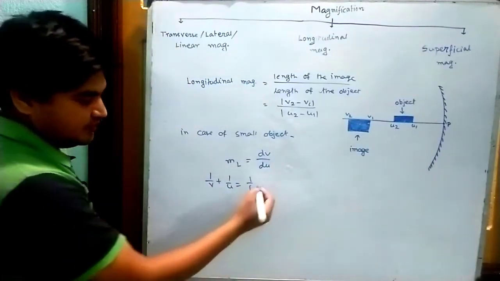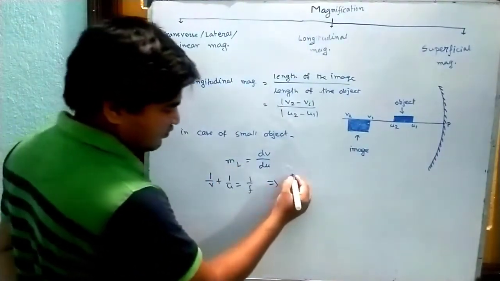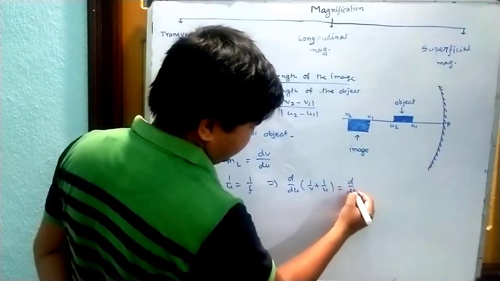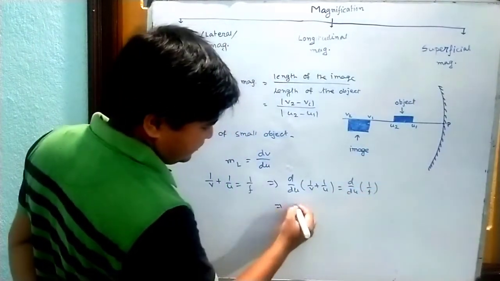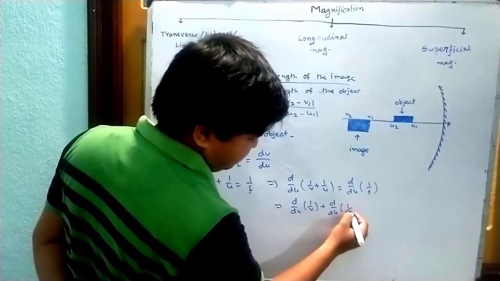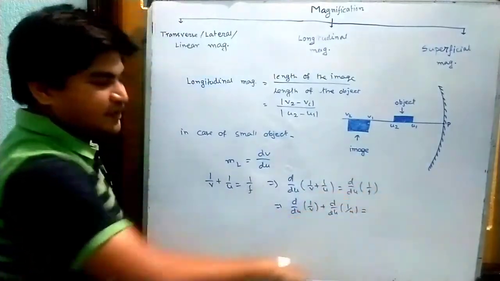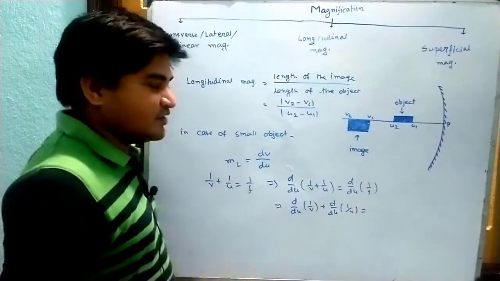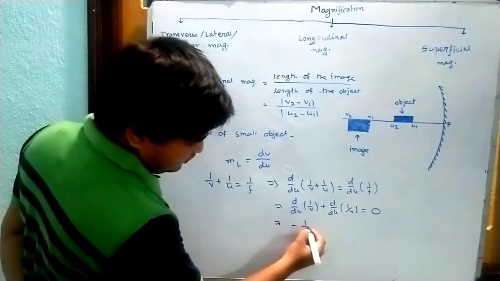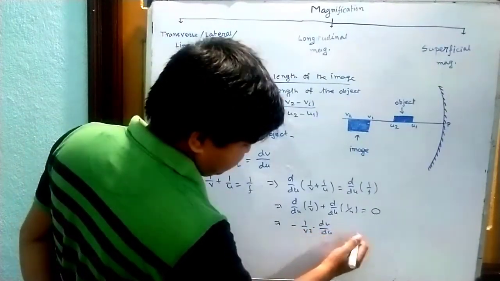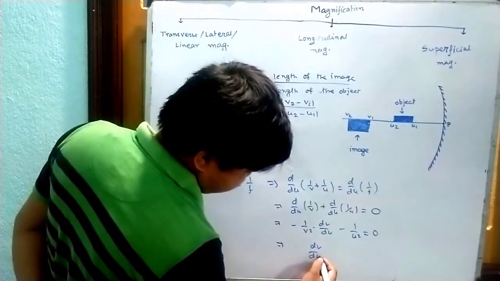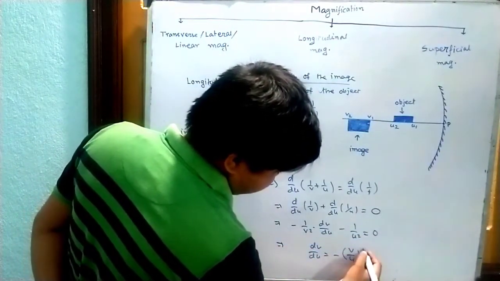So differentiating both sides with respect to u, d/du of (1 by v plus 1 by u) equals d/du of 1 by f. So here d/du of 1 by v plus d/du of 1 by u equals zero, because the focal length of a spherical mirror always remains constant. We know the differentiation of any constant term gives value 0. So here minus 1 by v square into dv/du, minus 1 by u square equals 0. So here dv/du equals minus of (v by u) whole square.